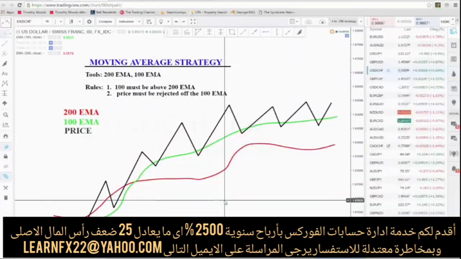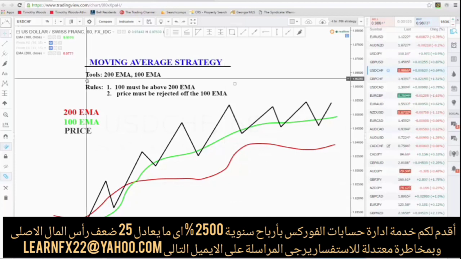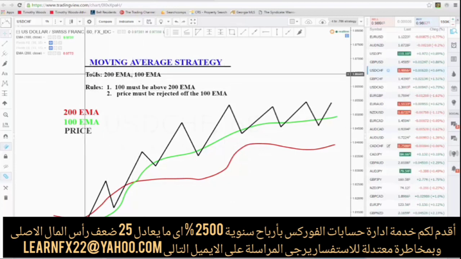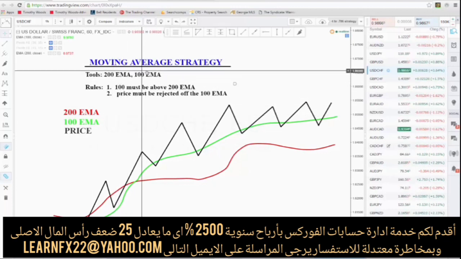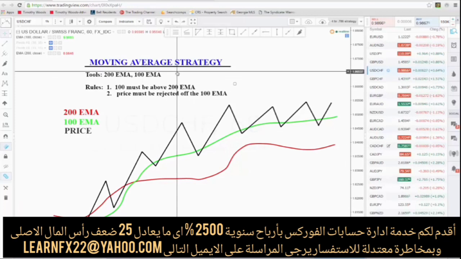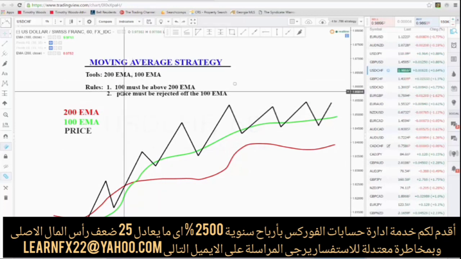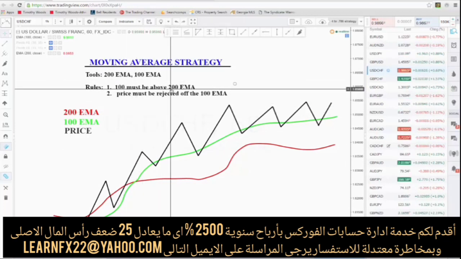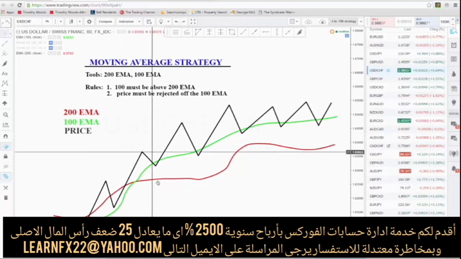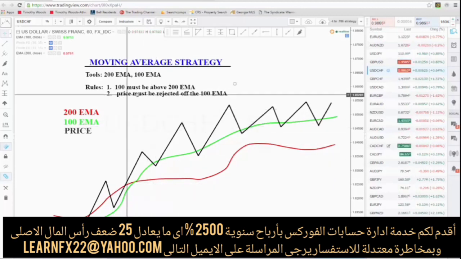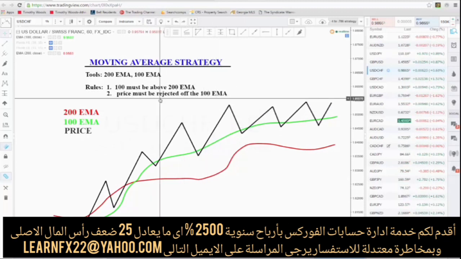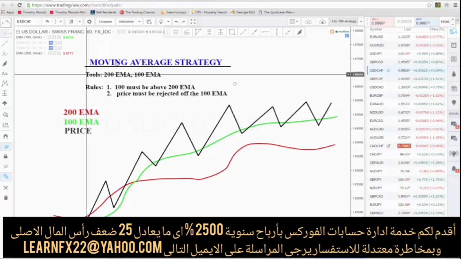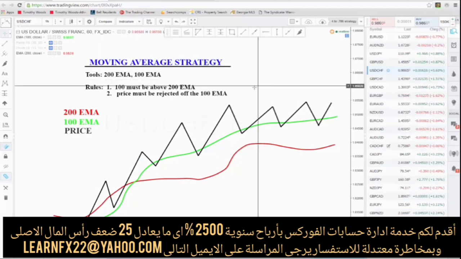Alright guys, so here we are, back on the charts, looking at our moving average strategy. The tools that you'll need in order to execute this strategy is just a 200 EMA and a 100 EMA. It's the only things you need on the chart. The rules: the 100 EMA must be above the 200 EMA for our first rule, and price action must be rejected off of the 100 EMA. That's the second rule. This is a very simple yet effective strategy, guys.